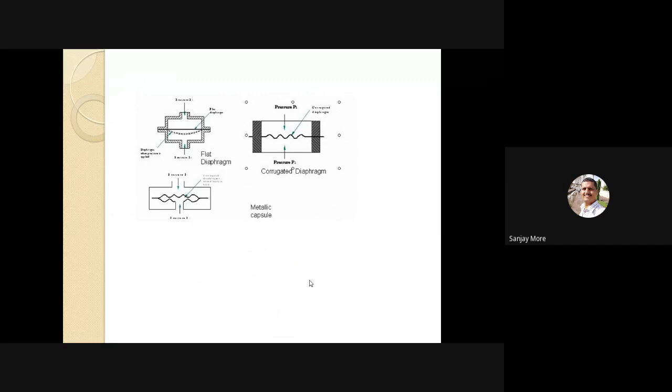These are the different transducers. See only the diagrams; no description is required. So flat diaphragms, corrugated diaphragms, and metallic capsule. Here, in the corrugated diaphragm, apply pressure, then check the displacement of the spring. Also the same here, applying pressure P1 and P2 and seeing the change in displacement to calculate the reading. Same working here: applying pressure changes the displacement, which gives the reading.